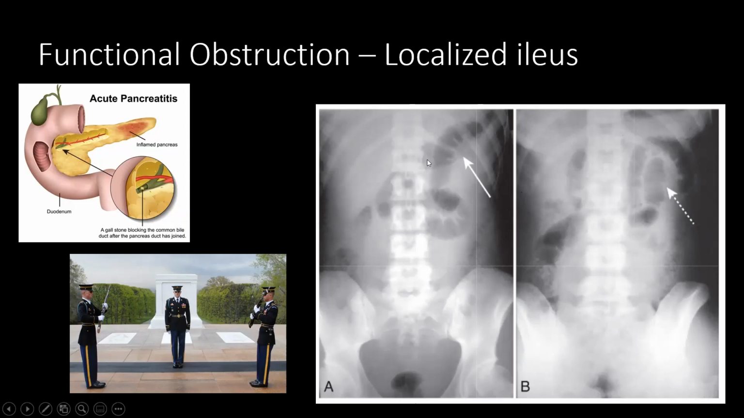Now, how do I define a functional obstruction? Functional obstruction happens because I have local irritation, and most commonly an inflammation of a nearby organ. For example, this patient is having acute pancreatitis. These bowel loops in the left upper quadrant are irritated, so they got dilated and filled with air.